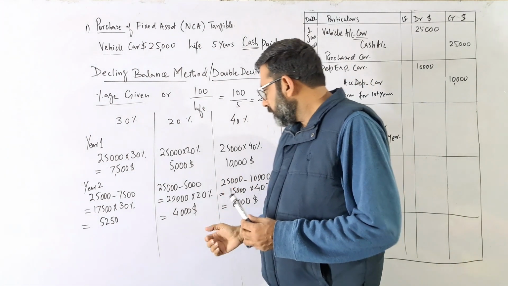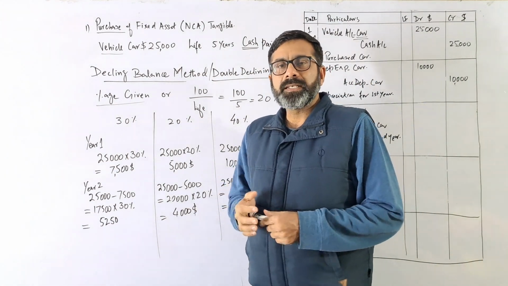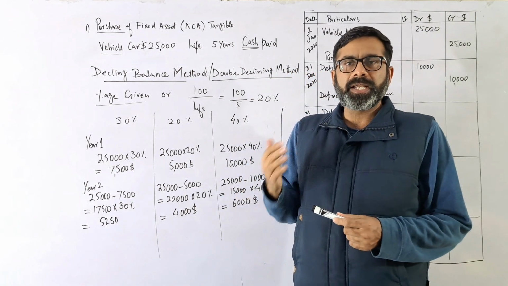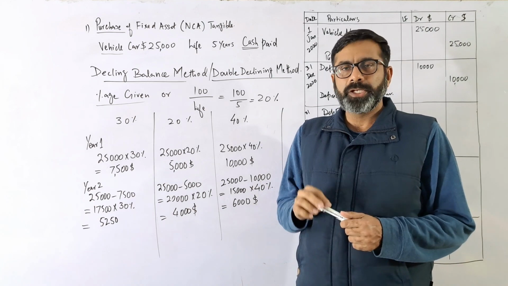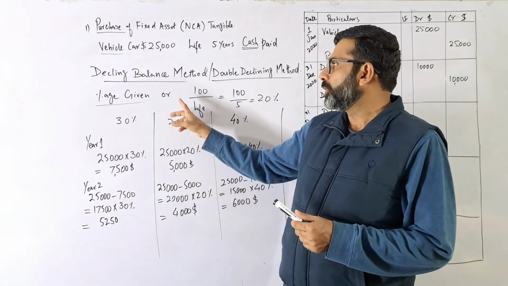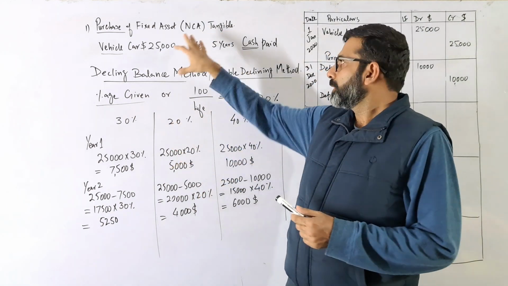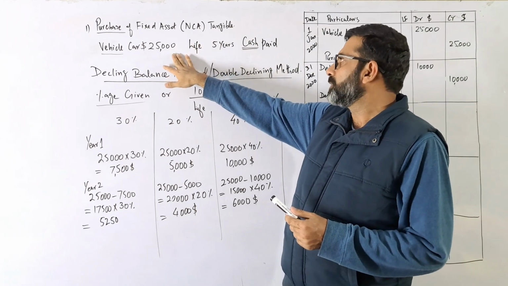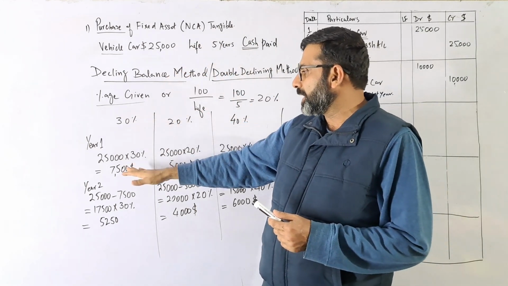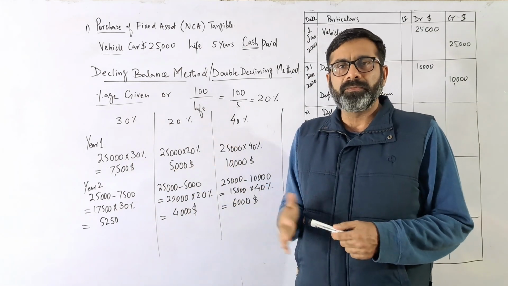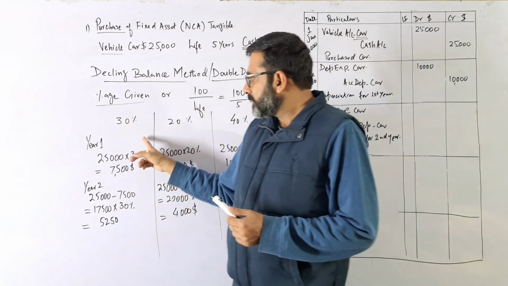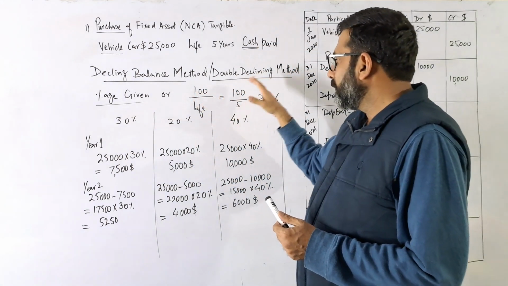Now there is a small change. What is that? In the straight line method, we have the same amount of depreciation every year, and that depreciation is calculated on the basis of the cost of the asset. So 25,000, for example, at 30%, it will be 7,500, 7,500, the same every year, or at 20%, the same every year. But here we are considering the declining balance method or double declining.